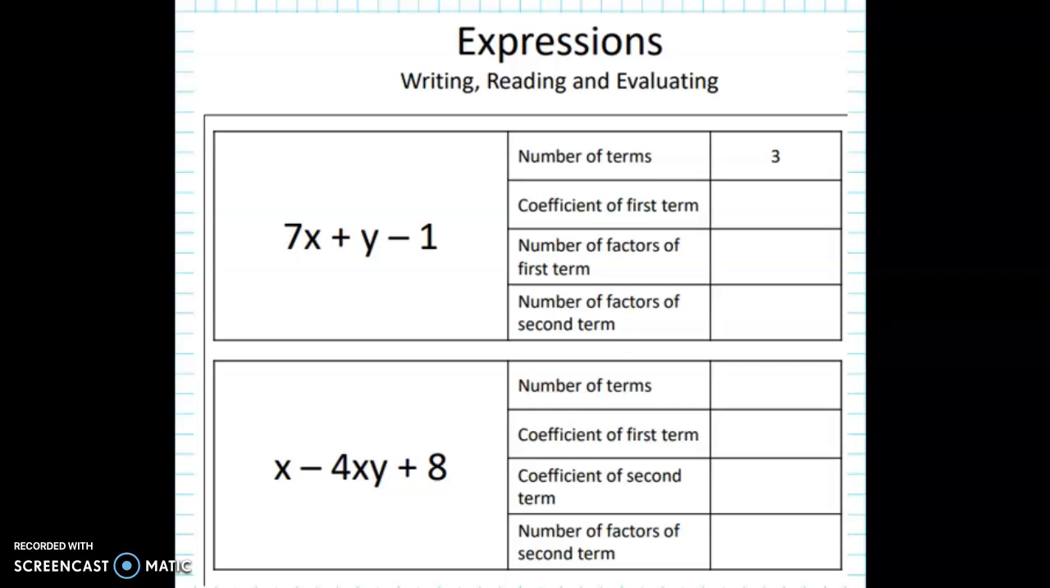Coefficient of the first term. The first term is 7x. The coefficient is the number that is multiplied by the variable. So the coefficient of the first term is 7.